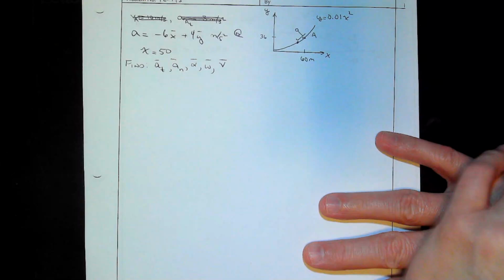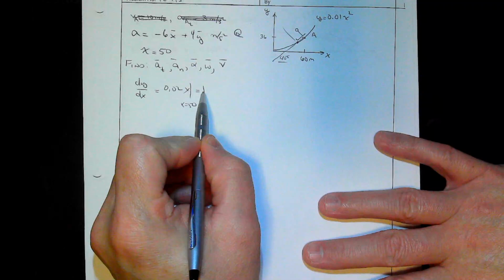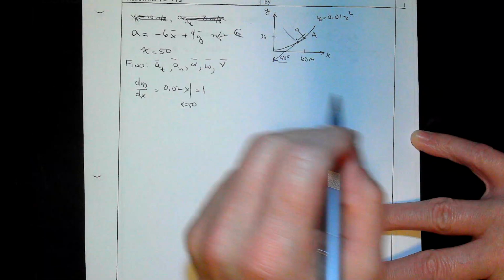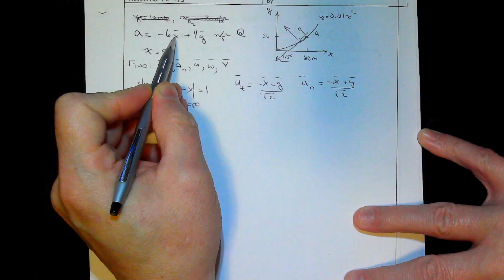Say to there. All right, and we're told at x equals 50 meters, which will be a little bit lower than the 36, the acceleration is minus 6x plus 4y meters per second squared. And given that information, find the tangential and normal accelerations, alpha (angular acceleration), omega (angular velocity), and the velocity of this person. You may look at that and go, oh my goodness, how are we going to pull that off? Actually, it's really, really simple. There's a lot of information right here.